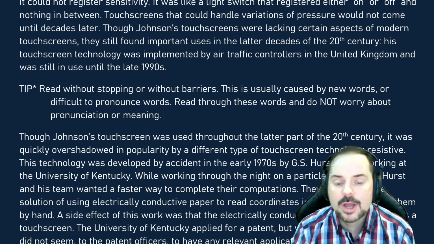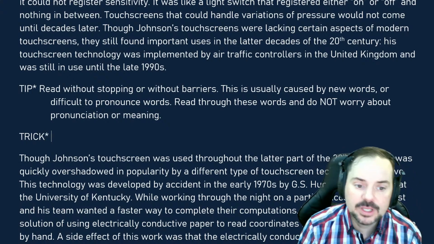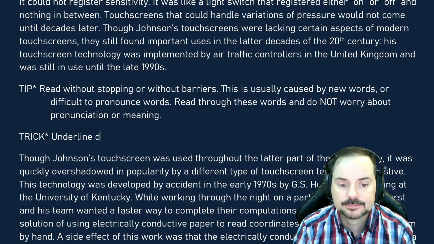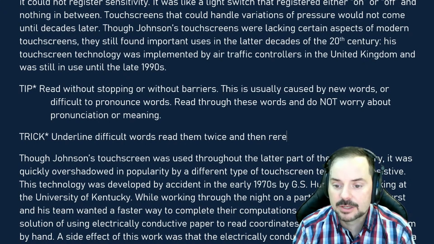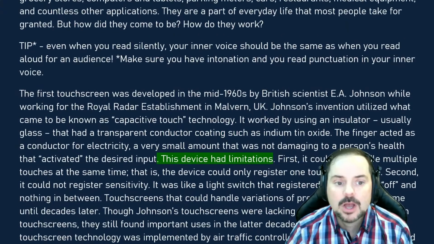Now, when you're at home, there's a trick that you can do to practice this. Read difficult words twice. So underline difficult words, read them twice, and then reread. Let me show you what I mean by this. Are you ready? Yes.